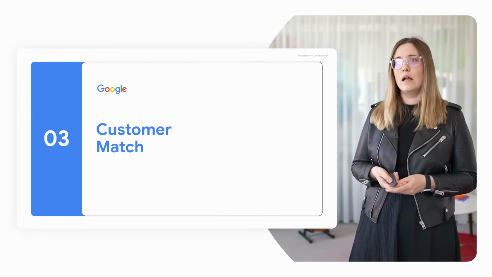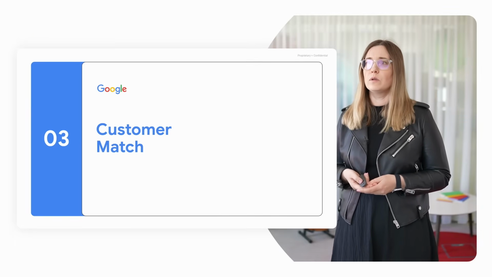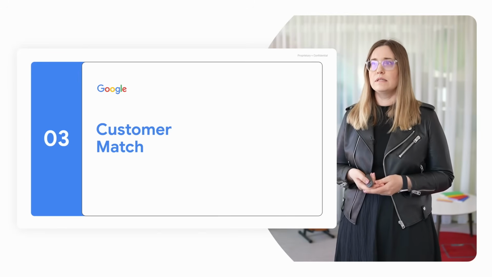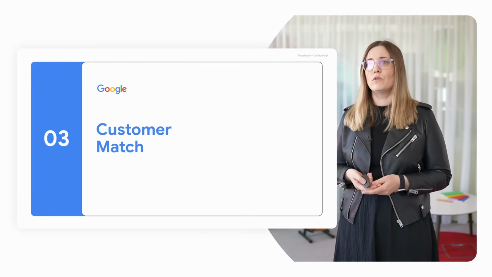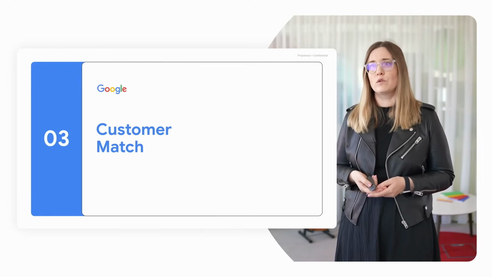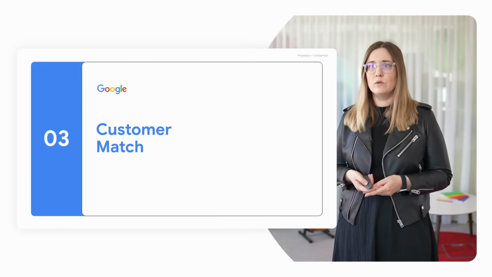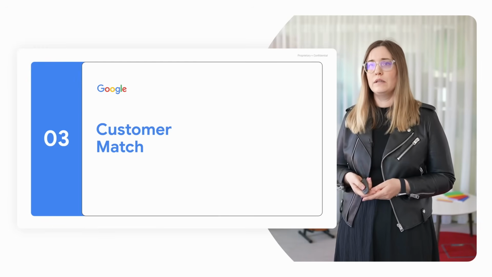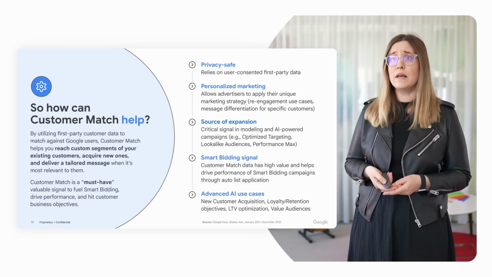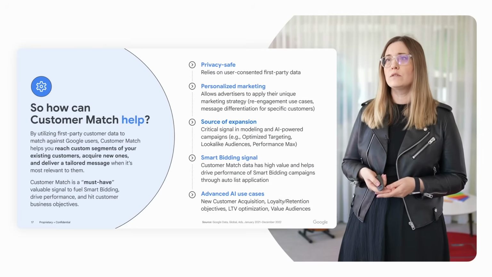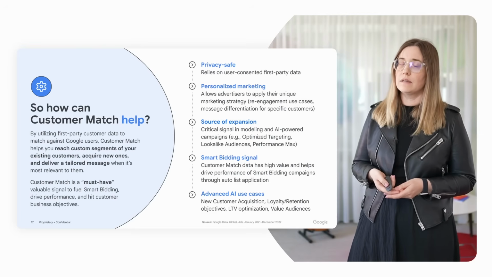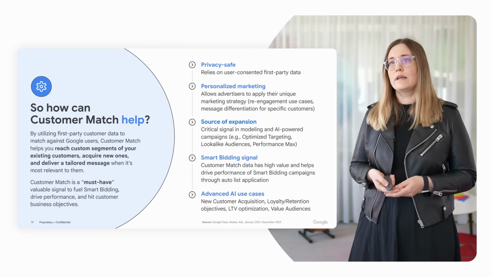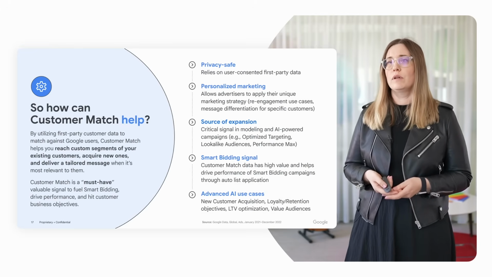Audience lists help us tailor our bidding and AI model to better understand and meet the business needs. It's crucial to use your own first-party data to train Google AI for this. And now let's look at Customer Match, one of the most commonly used solutions for sharing your first-party data with us. By utilizing first-party customer data matched against Google users, Customer Match helps you reach custom segments of your existing users, acquire new ones, and deliver tailored messages which are the most relevant to them.